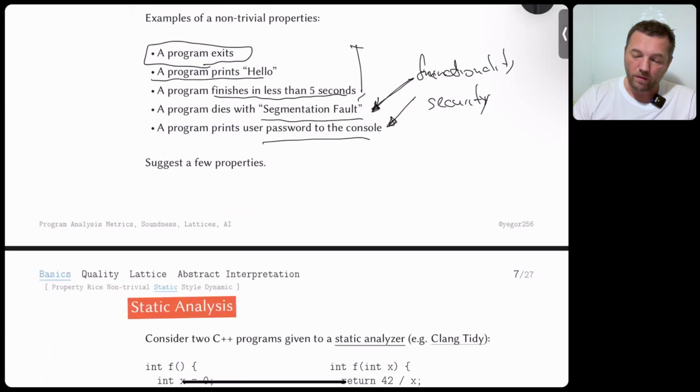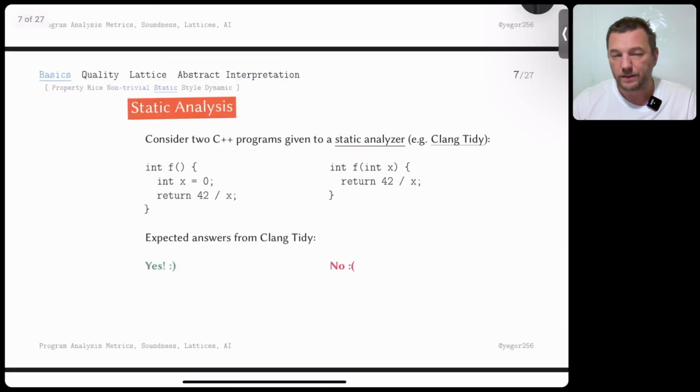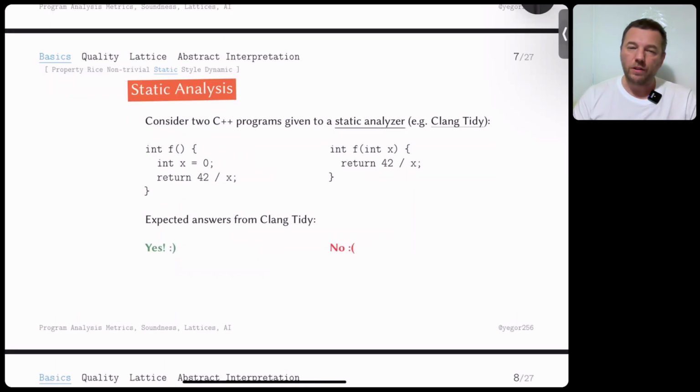Static analysis. So what exactly is static analysis? Take a look at these two programs. They're both C++, so I would say C even. There are two programs, on the left and on the right. Look at what they do. The left one just says that x equals 0 and returns 42 divided by x. The right one accepts x as a parameter, also divides 42 by x, and returns the result.